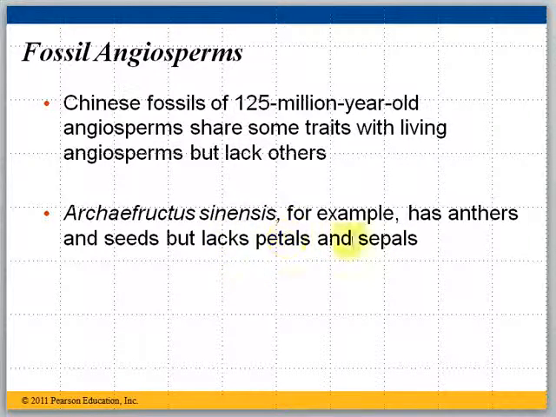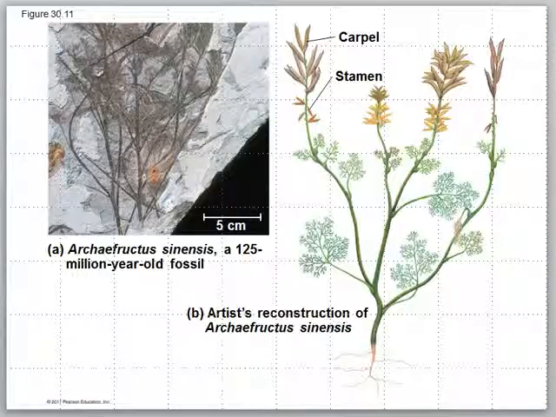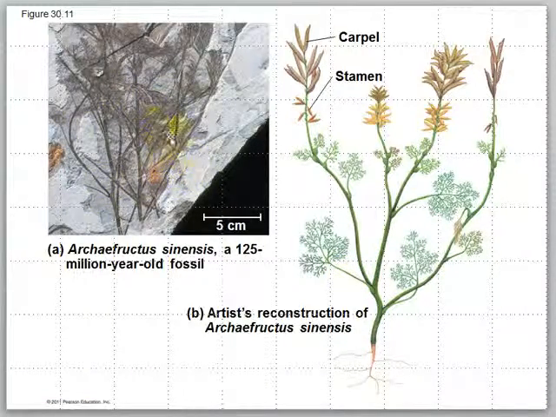And here's a good example: a 125 million year old fossil, and then an artist's reconstruction based on that fossil. And it shows that the plant had some of the parts that we would find familiar with angiosperms today, but it didn't have all of the parts that we find in modern day angiosperms.